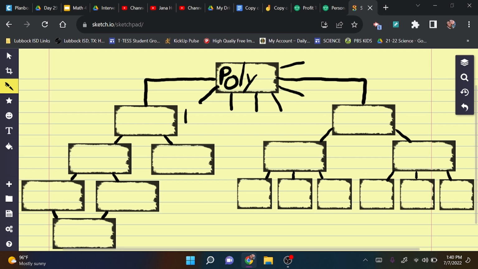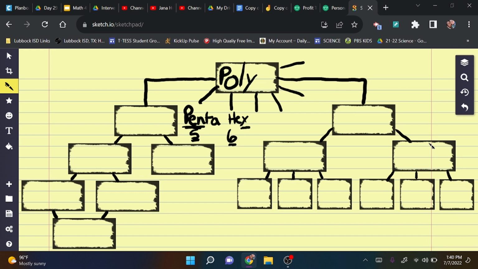The first one is a pentagon. Remember, a pentagon has 5 sides. The next one we're going to talk about is a hexagon. And remember, a hexagon has 6 sides. I remember the X in hex, the 6 and 6. In pentagon, I remember I use my 5 fingers to hold my pen, so that helps me remember pentagon.